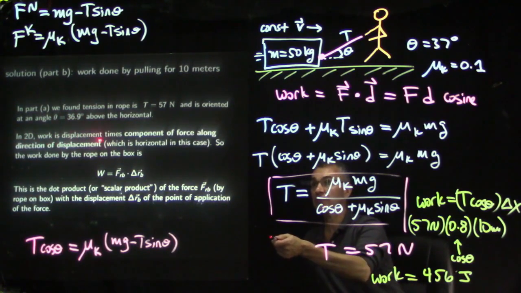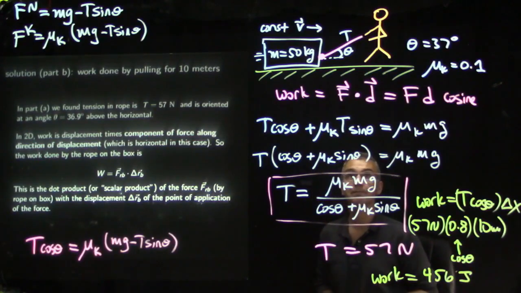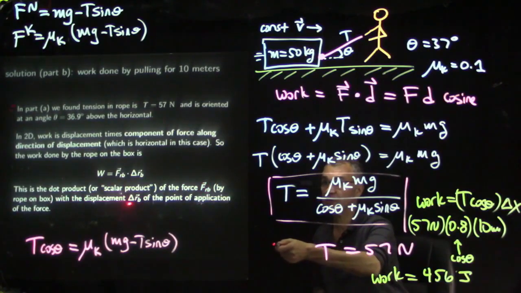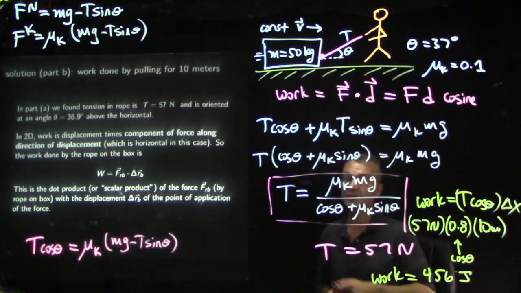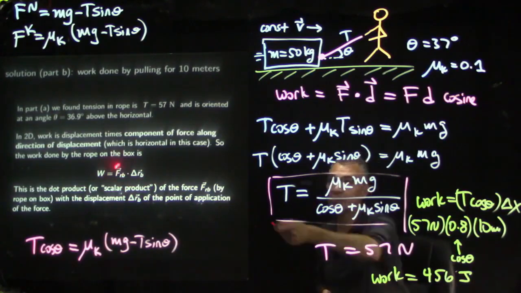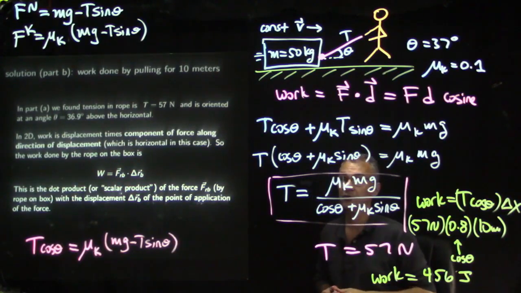In 2 dimensions, work is displacement times the component of the force along the direction of the displacement. In this case, the displacement is horizontal, so we want the horizontal component of the force. So the work done by the rope on the box is the dot product, or scalar product, of the force exerted by the rope on the box with the displacement of the point of application of the force. But the easier way to see this is the displacement is entirely horizontal. So we only want the horizontal part of the force to get the work.